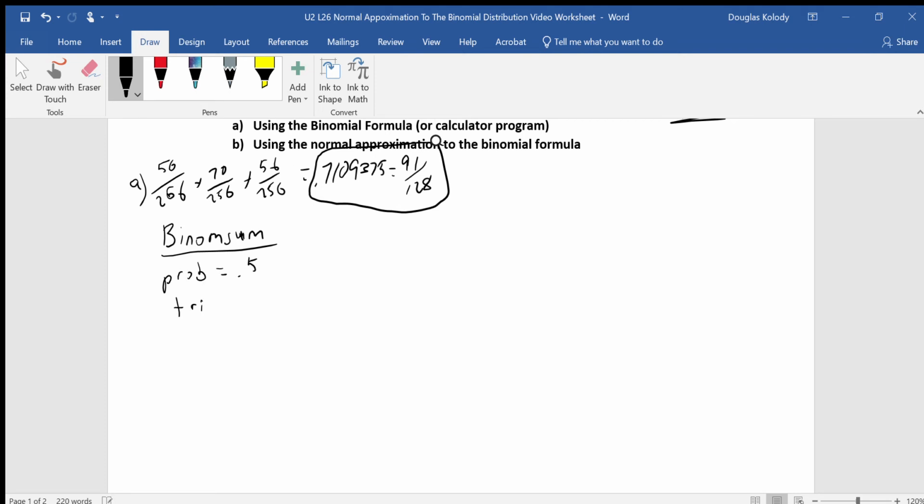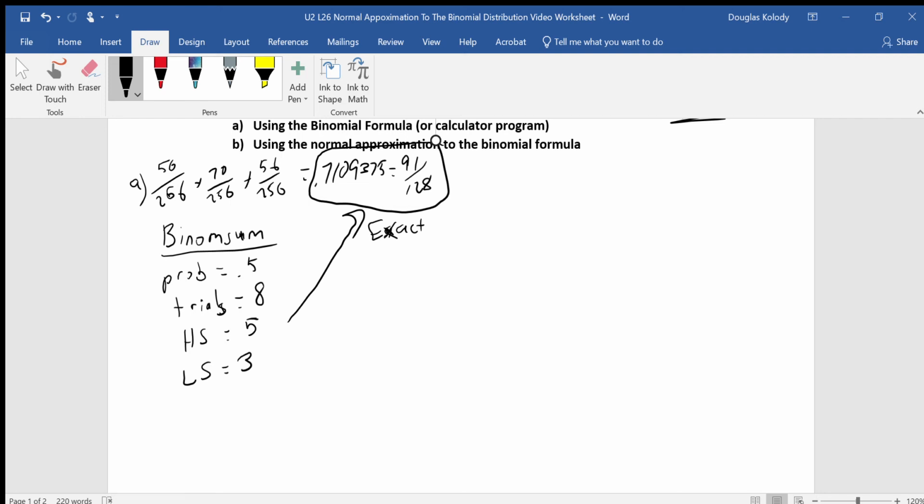The trials is 8. The high successes, it says between 3 and 5 inclusive, so the high successes would be 5. The low successes would be 3. Plug all that into the binomial sum and confirm that you get this answer right here. This right here, keep in mind, is the exact answer. It is the exact binomial answer. So we got the exact answer, and we got it in a matter of seconds.